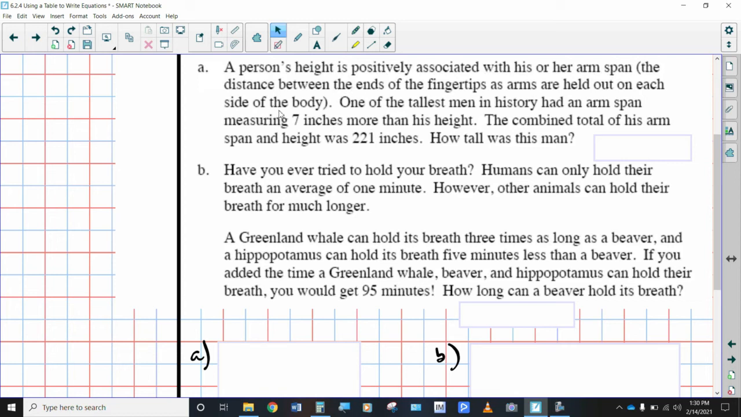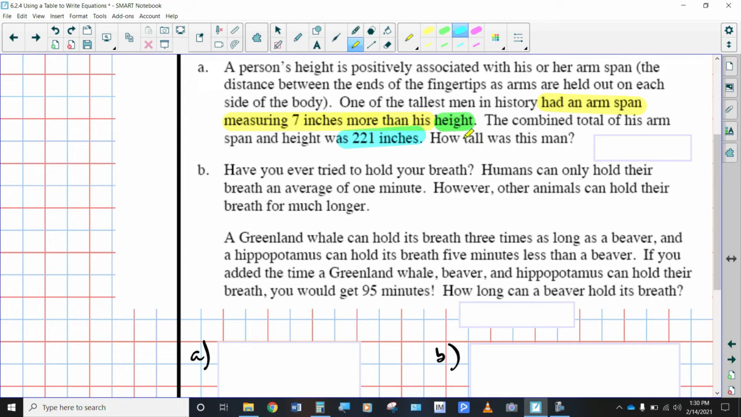Arm span being the distance between the ends of fingertips as arms are held out on each side of the body. One of the tallest men in history had an arm span that was 7 inches more than his height. So we've got two different measurements, the arm span and the height. The combined total of these was 221 inches. So our job is to figure out how tall was the man.